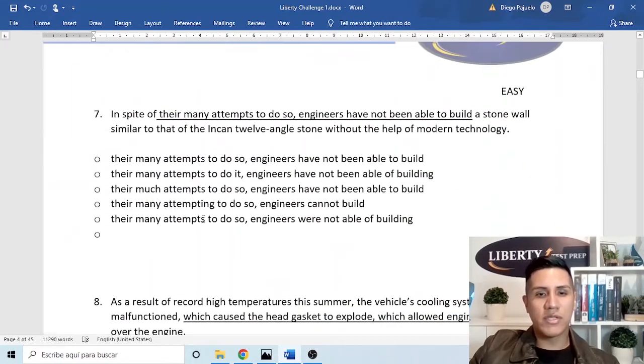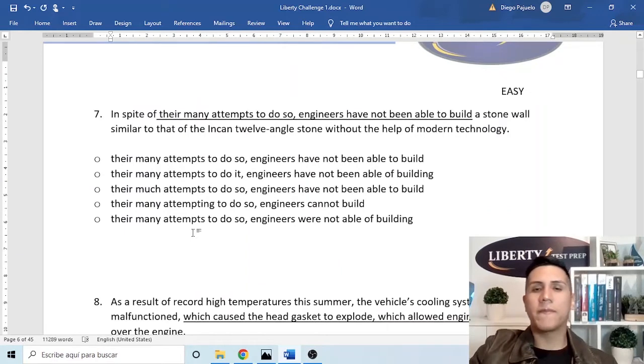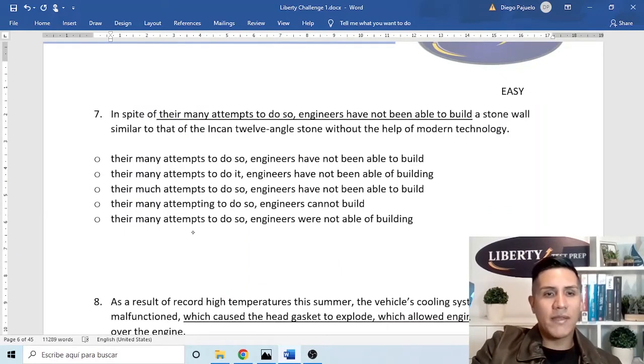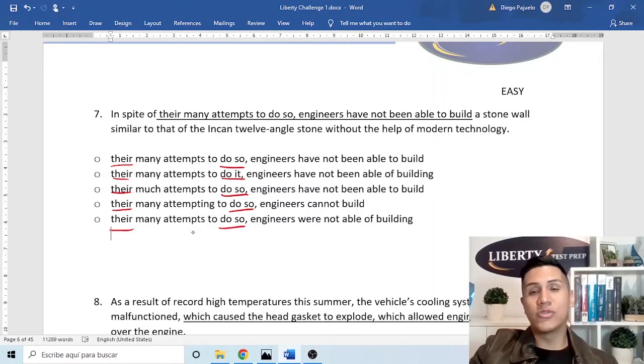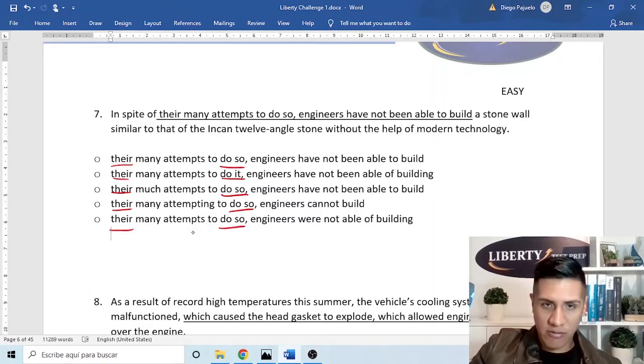Now we go to number 7. Let me erase this one, okay? So here we have pronouns, right? I think those are fine. To do so versus to do it. Here it's fairly easy. To do so would work if you want to replace an action. To do it would work if you want to replace a thing. What do we want to replace here? What do they want to attempt? They want to attempt to do what? To build something, right? They want to build something, so that's not a noun, that's an action, so it is wrong.